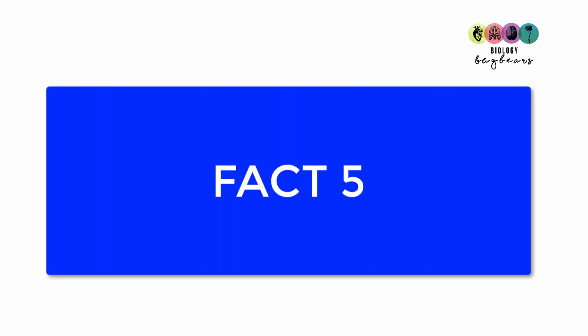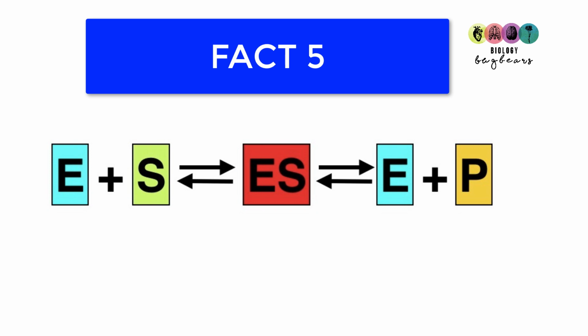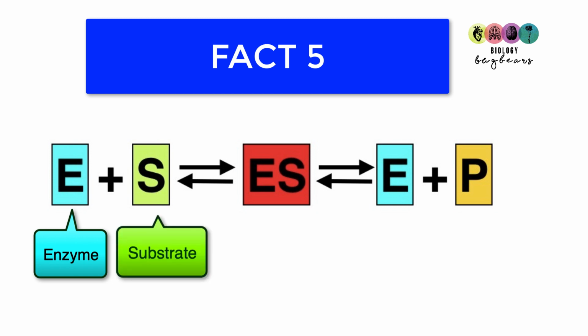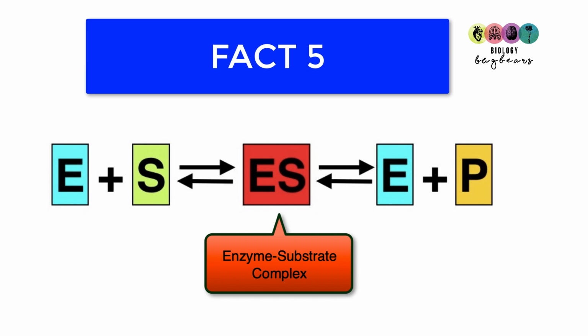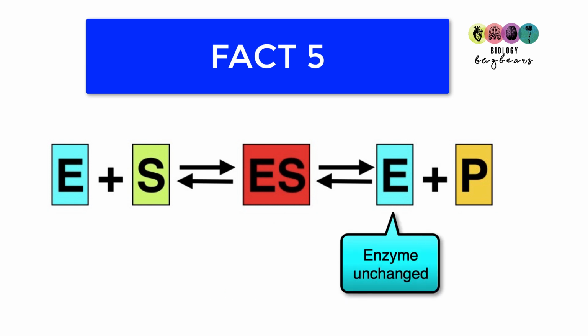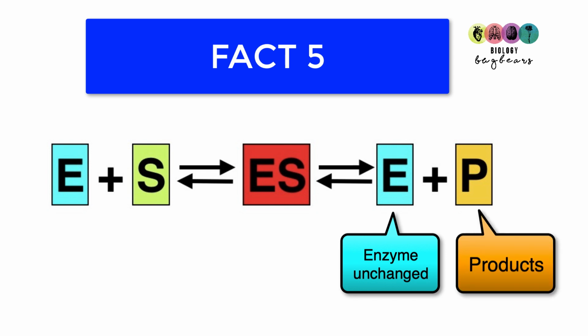Fact number 5, just a handy way to go over what is actually happening in an enzyme catalyzed reaction. So you have your enzyme and your substrate, and they temporarily bind at the active site of the enzyme to form an enzyme substrate complex. The reaction proceeds, the enzyme is released unchanged, and you have your products at the end of the reaction.